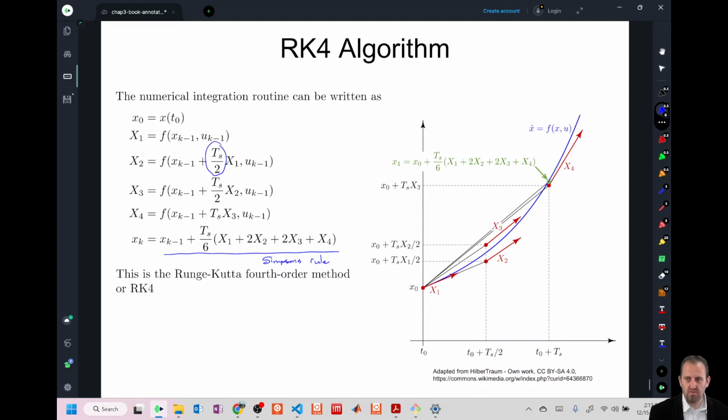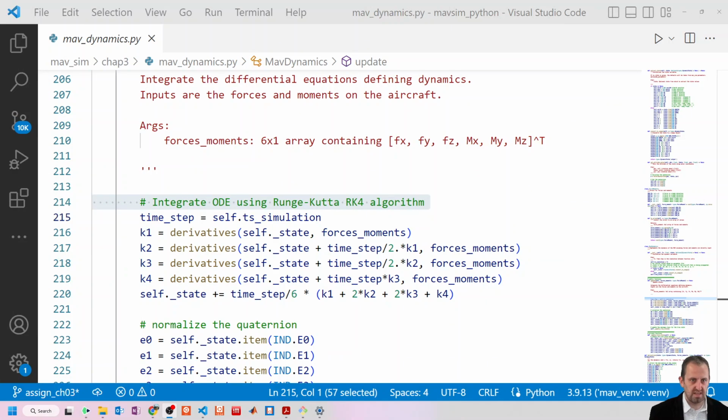And if we go and look over to the code, so we can see how it's implemented, we have our derivatives. That's that f function, right, where it's a function of our state and our forces and moments. Okay, and then we're evaluating it just like we did previously, where we're going a halfway approximation, another halfway approximation, and then our full approximation. And then this plus equals is just going to be the state at the previous time plus our time step over 6. So we're using Simpson's rule right there on line 220.